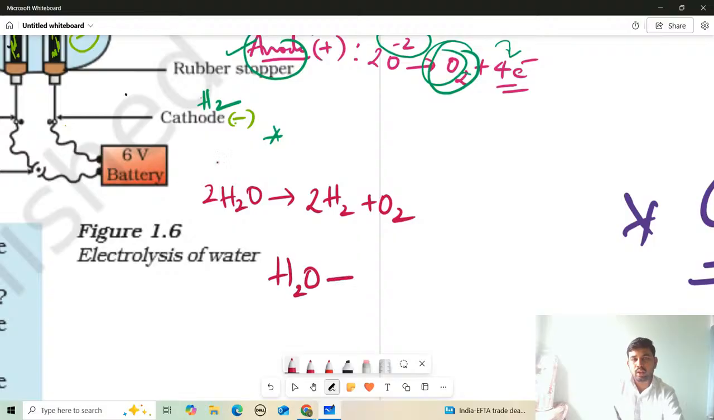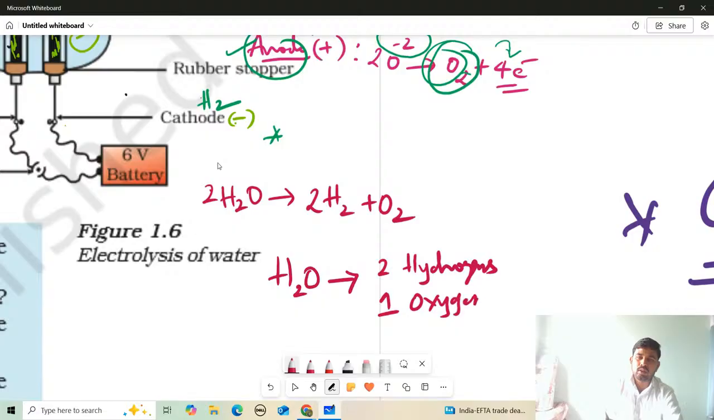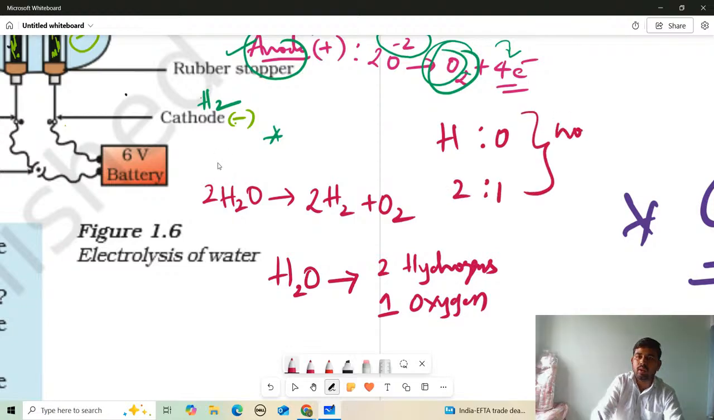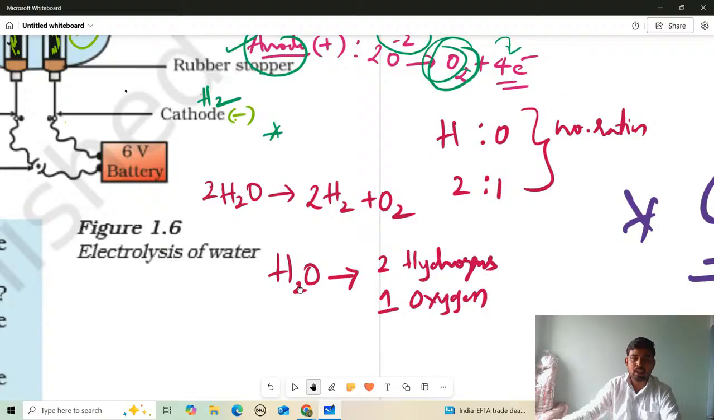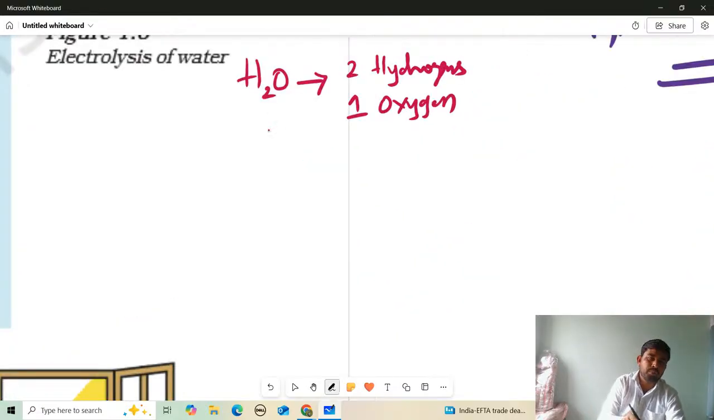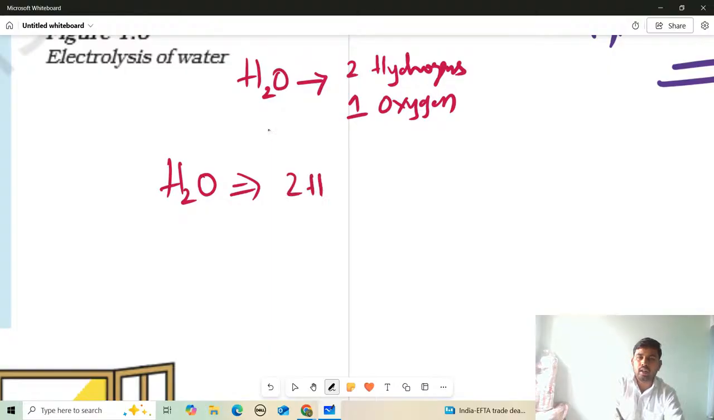Because you see here, one water molecule is made up of two hydrogens and one oxygen. We can say the hydrogen to oxygen ratio in water is 2:1. This is the volume ratio or number ratio. Sometimes in the exam they will ask for the mass ratio. The water formula is H2O, so water is made up of two hydrogens and one oxygen.